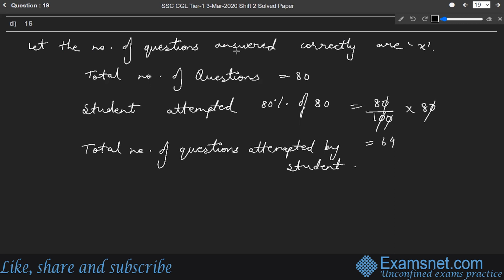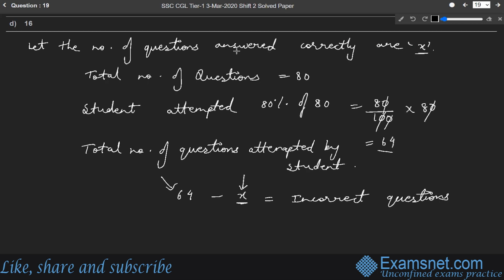Remember that we have assumed a value that the number of questions answered correctly are X. So if the student attempts a total of 64 questions and out of which X are the correct ones, the remaining ones are incorrect, right? Total number of questions that the student has done is 64. And out of 64, if X are the correct questions, then the remaining ones will be incorrect. So 64 minus X will be incorrect questions, right? So this is the number of incorrect questions done by the student.